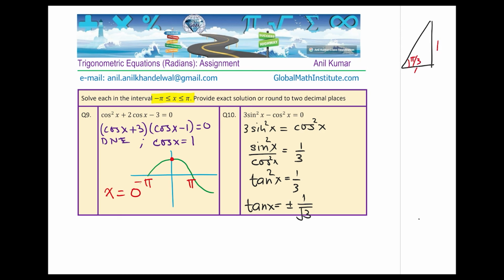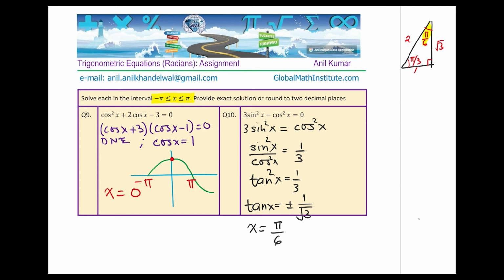Pi by 3, right? And pi by 6. So we're looking for plus minus 1 over square root 3. So the angle is pi by 6, correct? So we know one of the solutions x is pi by 6.